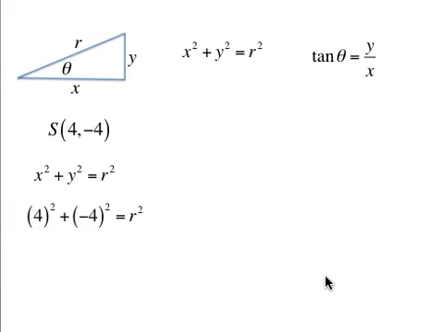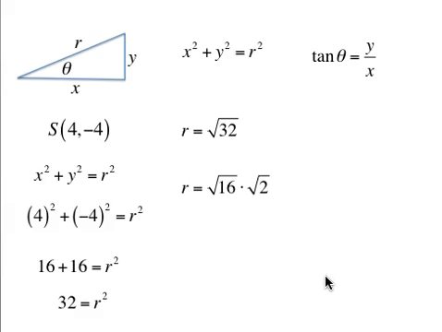X squared plus y squared is r squared. 4 squared plus negative 4 squared is r squared. 16 plus 16 is r squared. 32 is r squared, so r is root 32. But 32 is 16 times 2, root 16 times root 2, so r is 4 root 2.